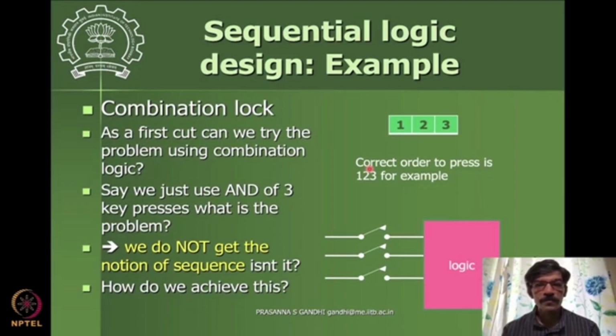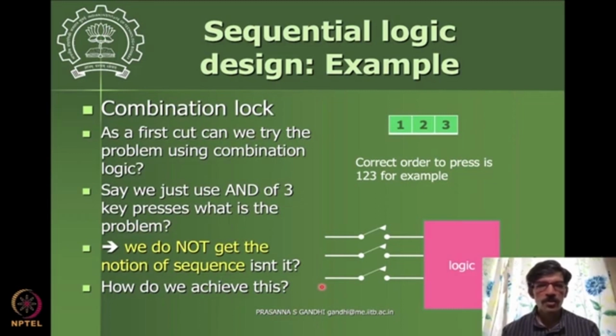But now we do not get the notion of sequence here. If I press 2 first, then 3, and then 1, my AND logic will still just see that all the 3 are pressed, and it will open the lock. So what is missing is the notion of sequence: that I have pressed this first and then I am pressing the other one. What was previously pressed, that notion of sequence, is missing.